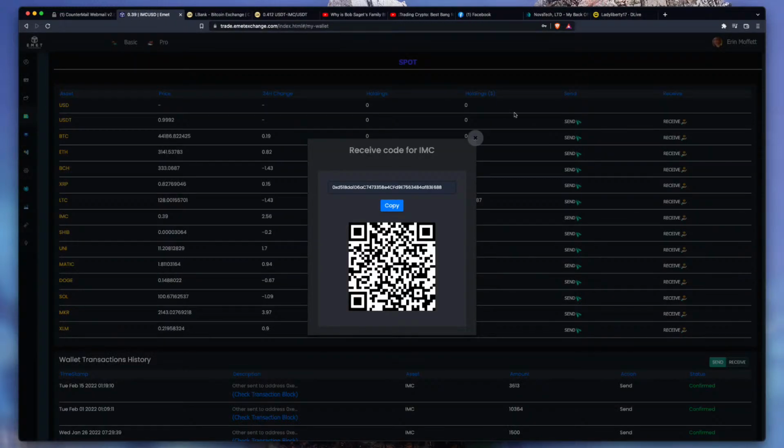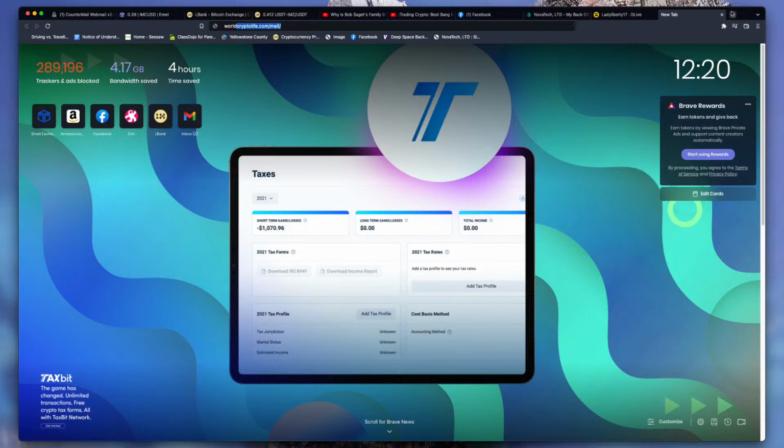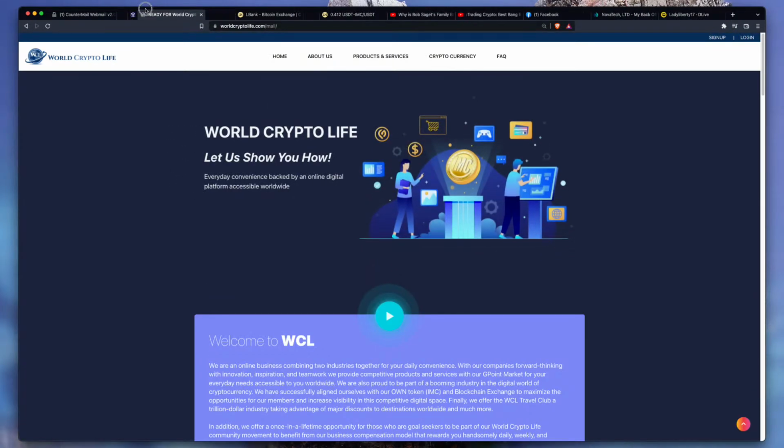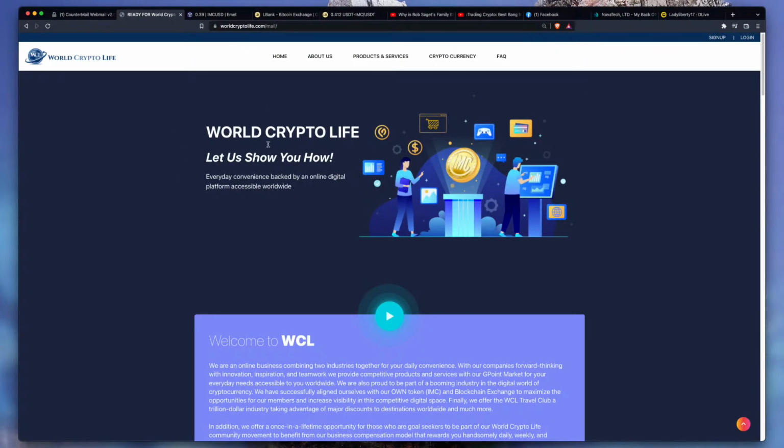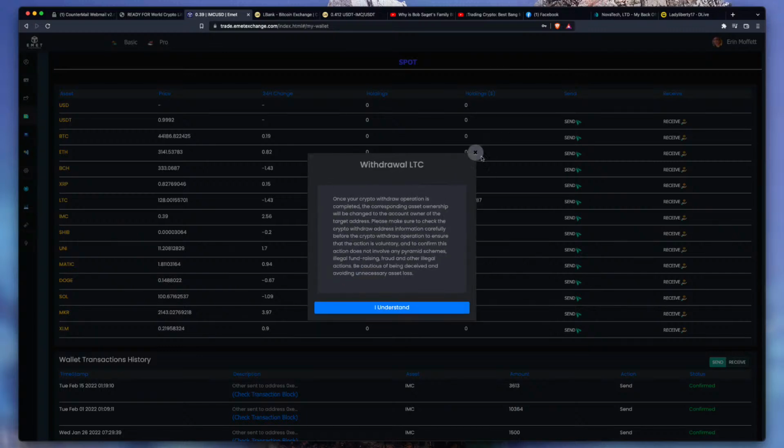Oh, it's taking too long. And then once you send to that address, you just wait for it to show up. Once it shows up, you've got it in eMet. See, you can see 13 Litecoin here. Just pretend that's the IMC. Just pretend it's there. And I'm like, okay, well, now I want to send it somewhere, like LBank.